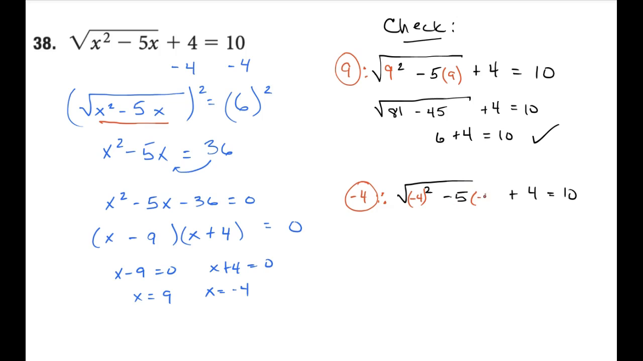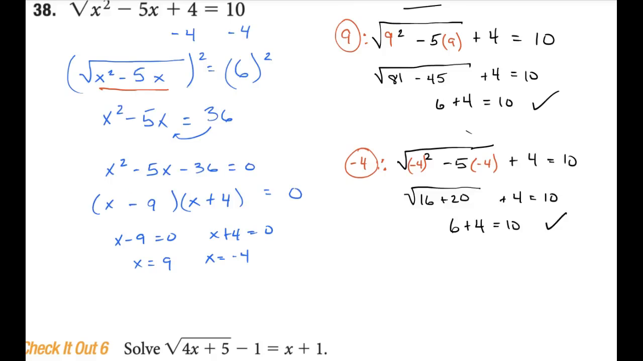And then 5 times negative 4. All right, so I'm just going to take that and multiply it and add it all together. And we get negative 4 squared is 16, plus 20, plus 4 equals 10. 16 plus 20 is 36. The square root of 36 is 6. Plus 4 is 10. And that is true. Okay, so both of those turned out to be true.